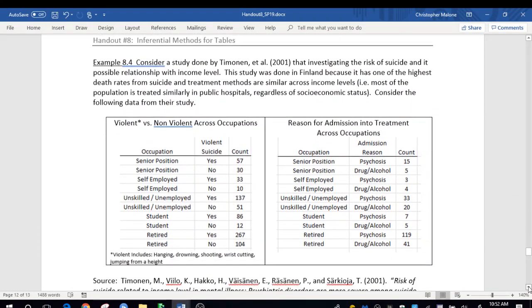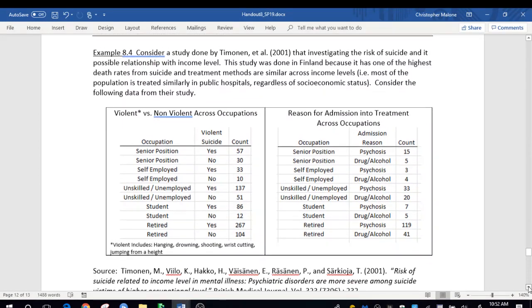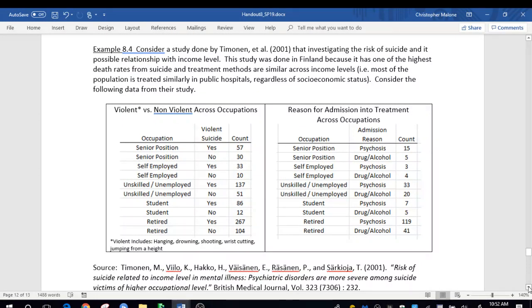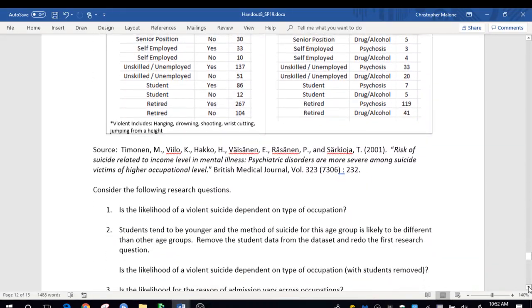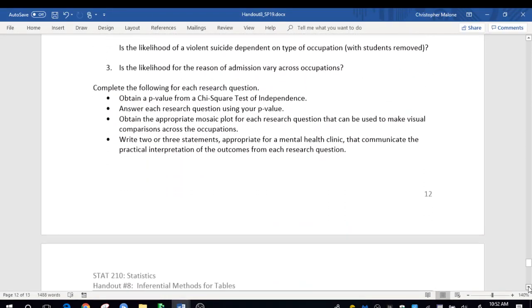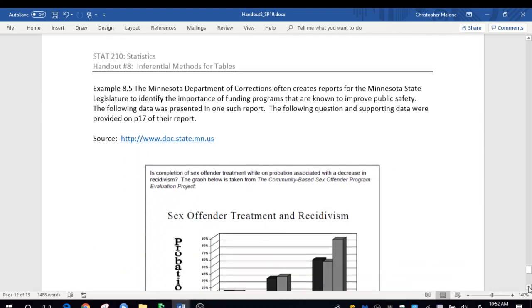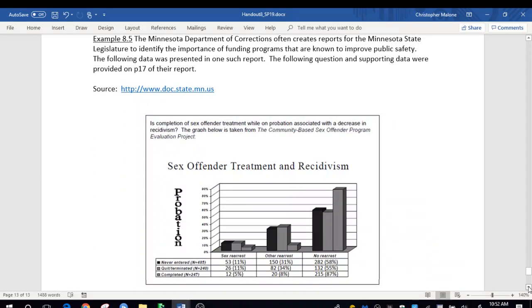Here's example 8.4. I think I'm going to have example 8.4 just be the quiz that I want you to do. So I'll post that, and I'll leave example 8.4 to you. I'll do one more example here at the back. I'll do example 8.5 for you just to show you one more example.